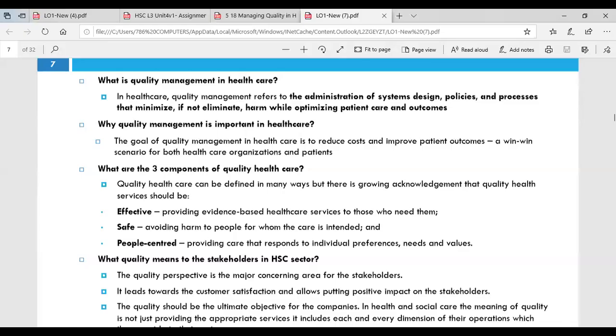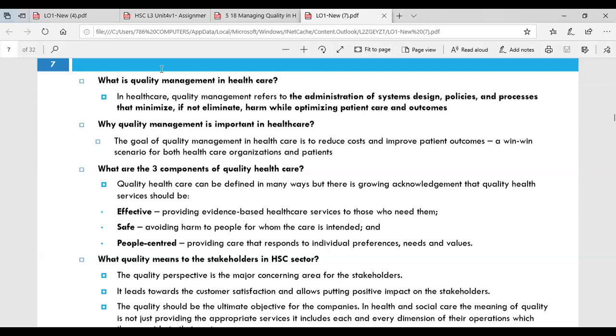Yeah, so what is quality management in healthcare? In healthcare, quality management refers to the administration of system designs and different policies and processes, and these are there in order to, first of all, eliminate harm. And if they are not able to eliminate harm, quality management in healthcare should minimize harm, increase patient care and make the outcomes better. So your design, your policies, your processes, all should be in line with quality. Quality should be an integral component of all of these procedures.